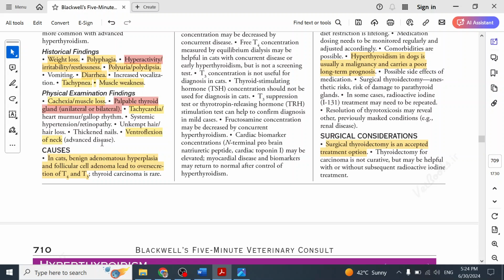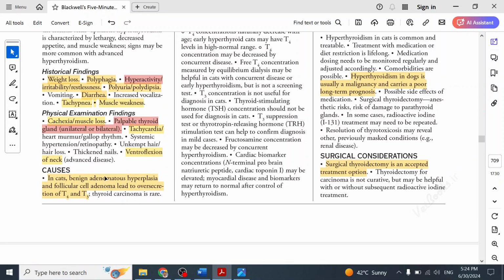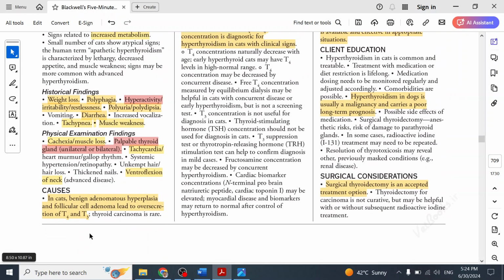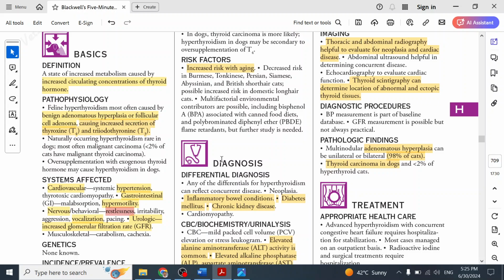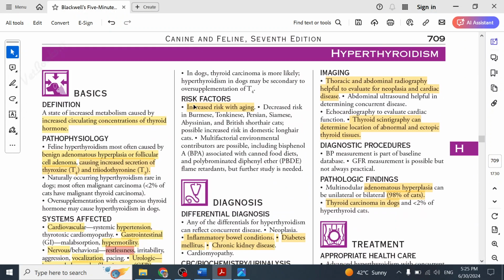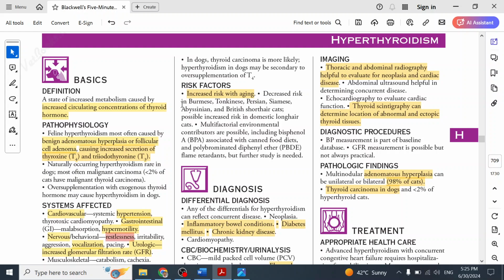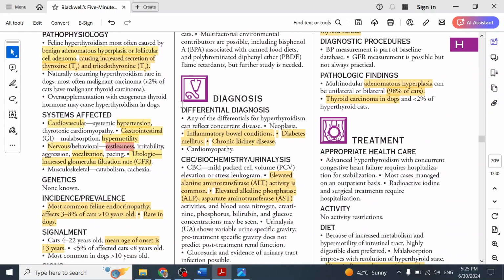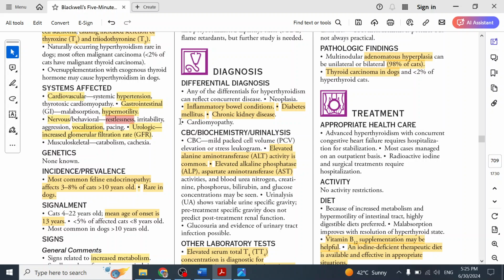Then the cause: in cats, there is a benign adenomatous hyperplasia or follicular cell adenoma leading to the production of T4 and T3, but in dogs you see carcinoma. In cats there is adenoma, while in dogs you see carcinoma. Risk factor: increased risk with aging. Next we have differential diagnosis: inflammatory bowel condition.